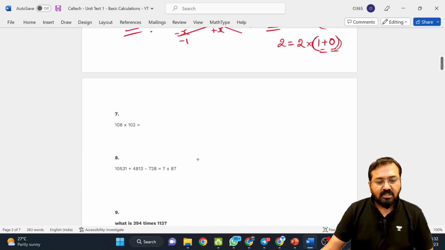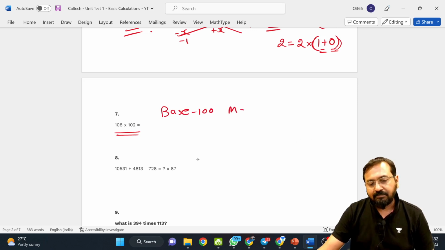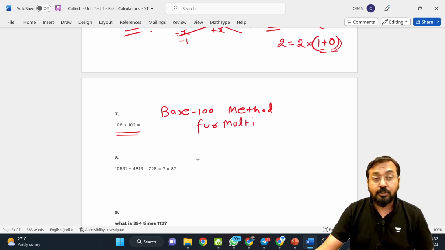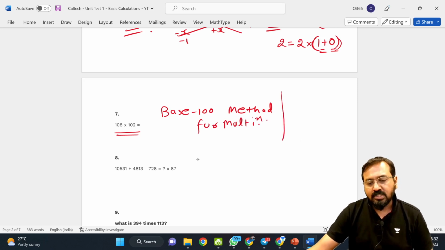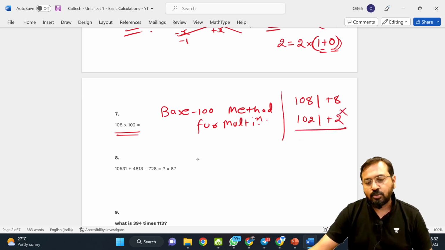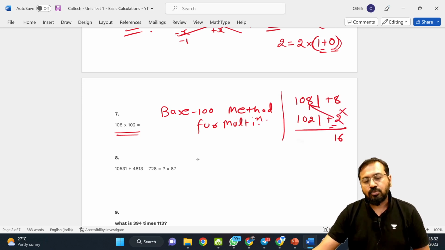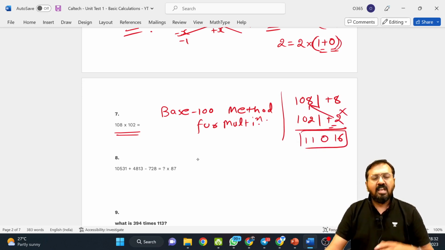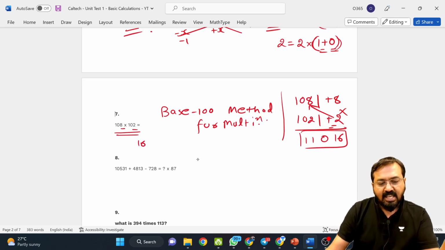Now let's look at the other question. It is a simple multiplication of these numbers. We can use something called the base 100 method for multiplication, as I have taught in the very first session. For multiplication, please check the first 2 sessions. You will understand all these methods. In the base 100 method, we compare each number with the base, that is 100. So 108 is 8 more than 100, 102 is 2 more than 100. Just multiply these: 8 2s are 16, and add this surplus to the first number. So 108 plus 2 is 110. So the answer is 11016. We could have also done it directly: 8 2s are 16, and 108 plus 2 is 110. This is how we could have done it directly.